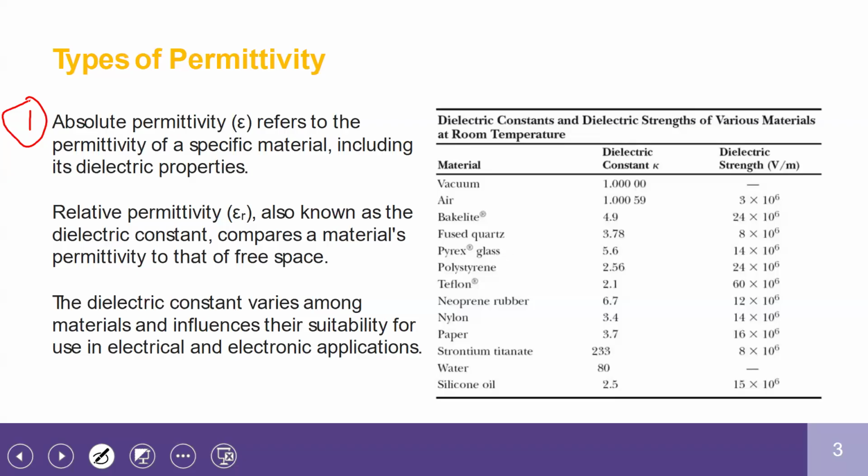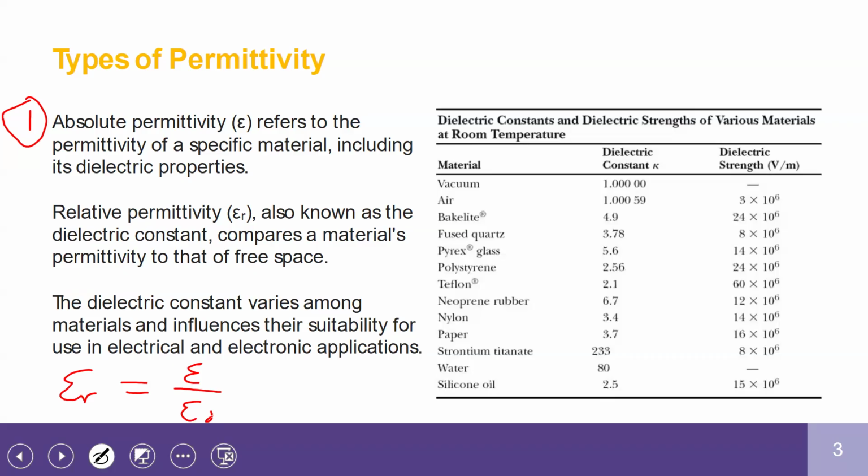And then we also have relative permittivity. The relative permittivity, also known as the dielectric constant, compares a material's permittivity to that of free space. That is why relative permittivity is relative. The formula of relative permittivity, as you can see, is the absolute permittivity divided by the permittivity of free space.